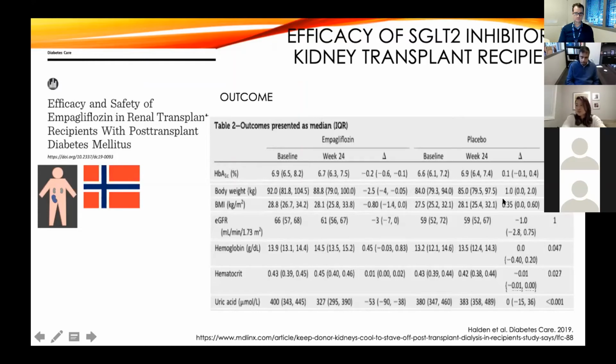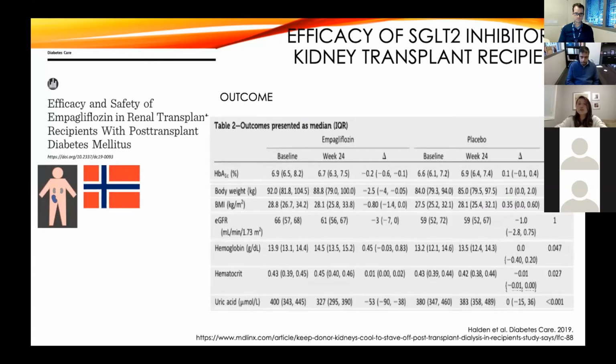There was an initial reduction of eGFR after 8 weeks of treatment in the empagliflozin group at about a subtraction of 4 milliliters per minute compared to no difference in the placebo arm. However, there was no difference in the change between the 2 groups from week 8 to week 24.